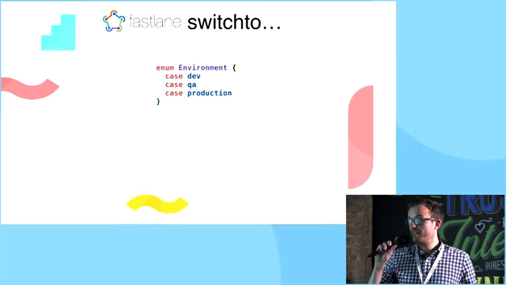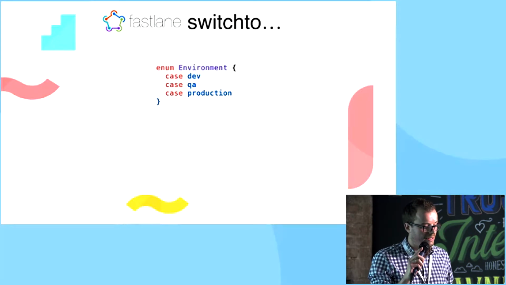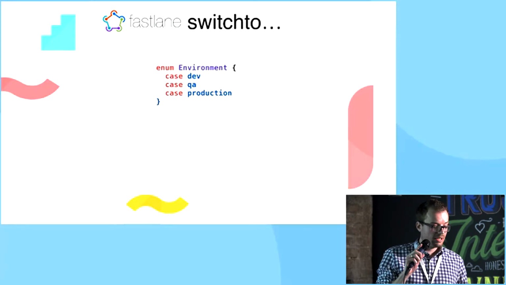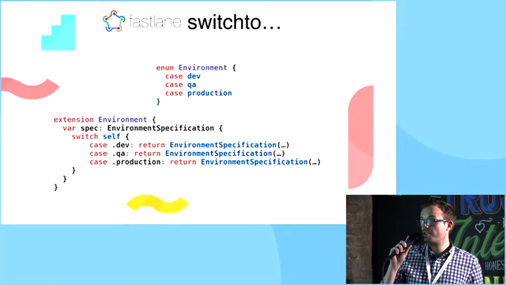Environment is an enum that contains all environments that we support. Environment contains a spec variable, which in turn holds the specification for each environment.